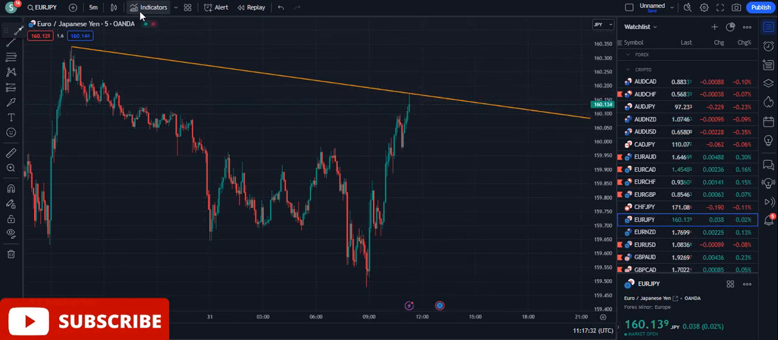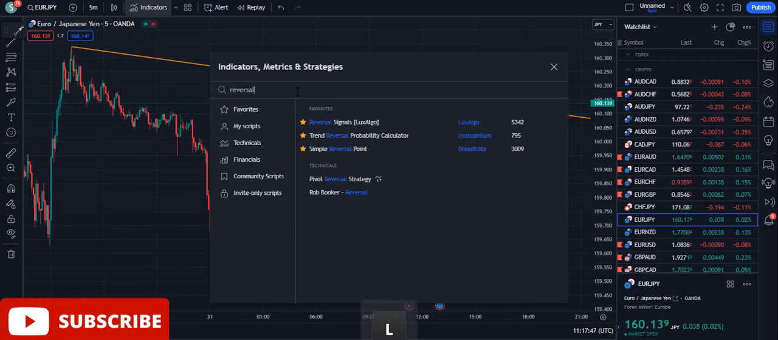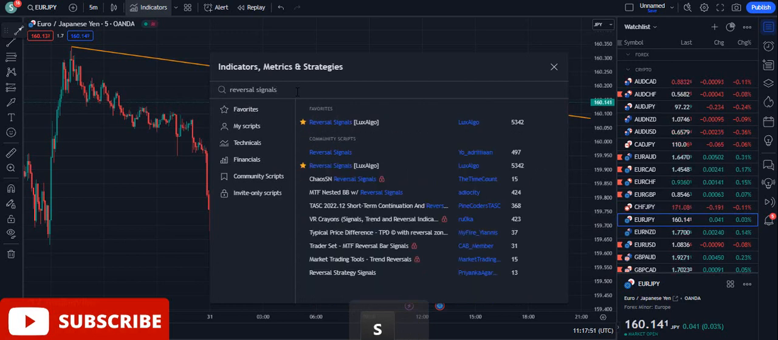Okay, now the point is how we will be sure that our entries are good to go. That is why we are going to add a reversal indicator that will help us identify the good trades in the market. So here I'm going to write reversal signals on Tradingview, and I would like you to go with the reversal signals by LuxAlgo, which has 5,342 likes at the moment.